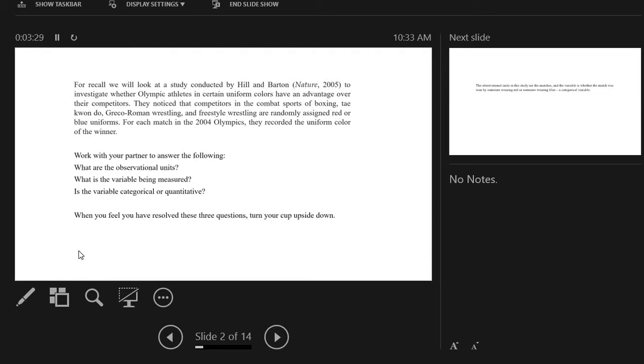Lillian, what do you guys think? The competitors? Wouldn't it be winners though, because it's on your recording? So are we talking about the observational units? Yes, ma'am. So what are they recording? If you were going to make a spreadsheet, what would you be recording to index each row of your spreadsheet? The color of the winner. It would be which match we were looking at. The match we're looking at. What about the variable being measured? Uniform color. Uniform color? Anybody else have something different?